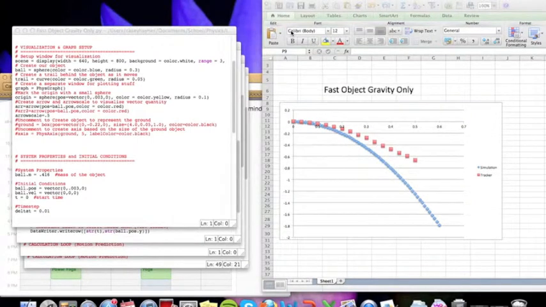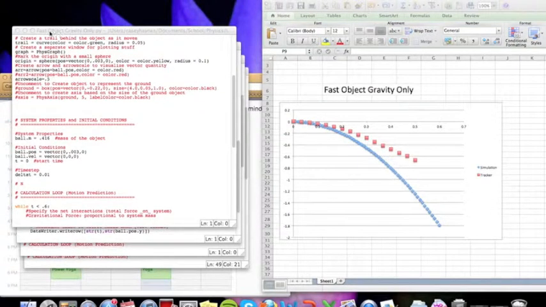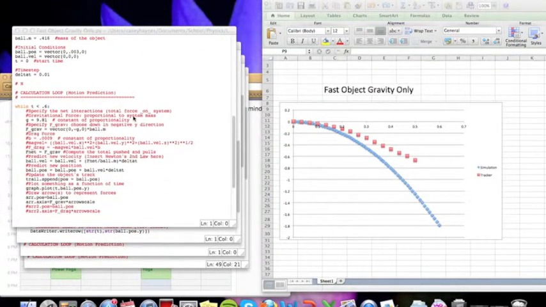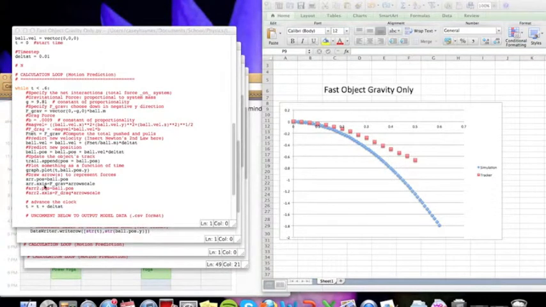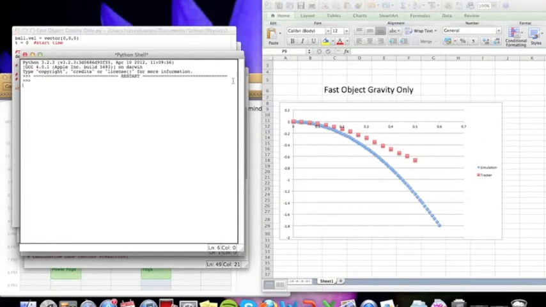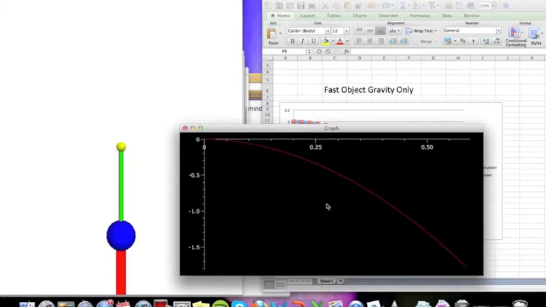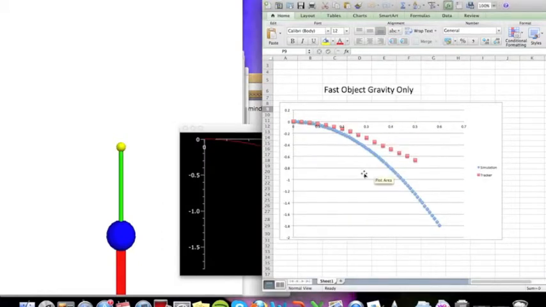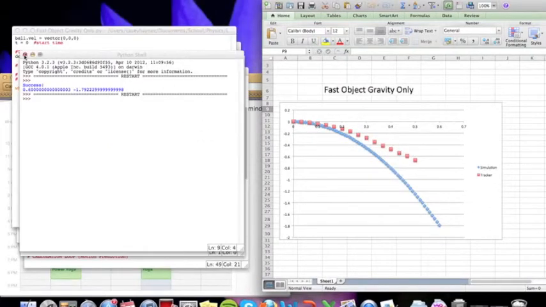Okay, so now that we've tracked our objects in Tracker, we can run our simulation. The first simulation that we're going to run is the fast object with gravity only. You can see it's only predicting the force of gravity, so we'll run that module. And you can see that it accelerates, but if we look at the graph, the observations do not go with the simulation. We need to include the force of drag.